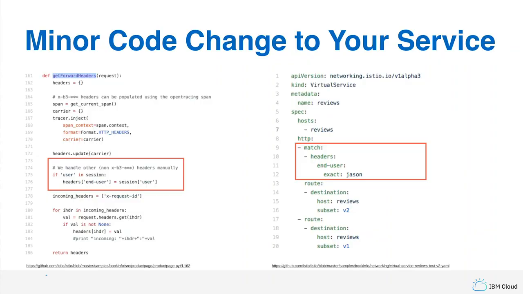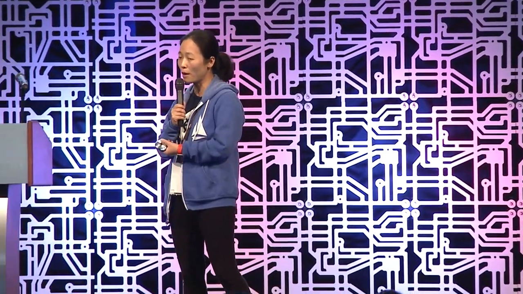One thing I have to highlight: we do say it's very, very minimal code changes to your services. In order for distributed tracing to work properly, to tie every single trace together into a single request across multiple services, you do have to propagate your headers for distributed tracing. In addition to that, it still supports dark launching and canary testing. And for dark launching, we do require your services to propagate the headers for you. In this example, we'll propagate the user header.